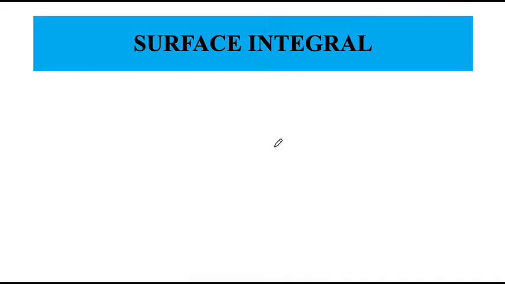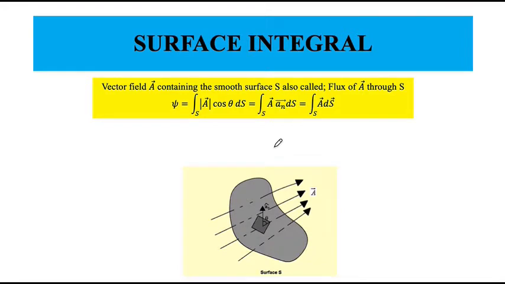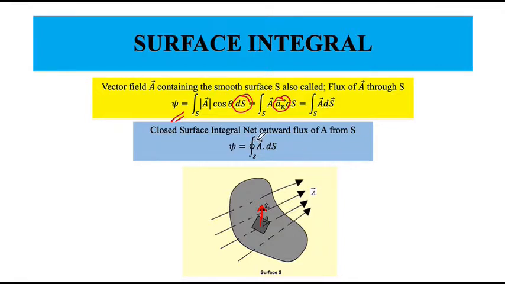Now given a vector field A continuous in a region containing a smooth surface S, we define the surface integral of flux A through S as the magnitude of A cos theta dS, where at any point on S, an is the unit vector normal to S. And for a closed surface that defines a volume, it becomes a closed surface integral, which is referred to as the net outward flux of A from S.